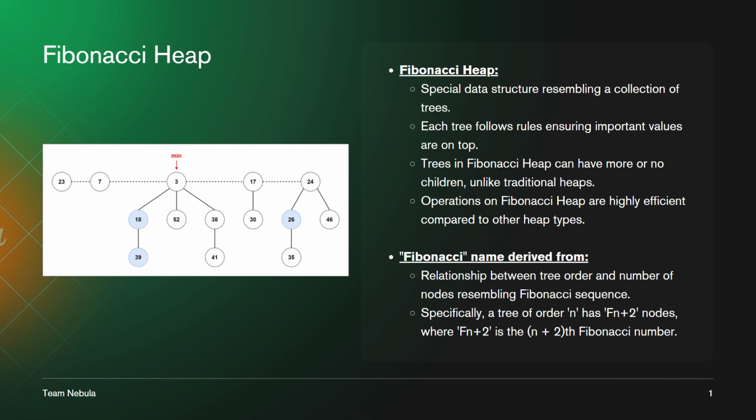Anyway, why is it called a Fibonacci heap? Well, it's because of a math thing. The way these trees are built, a tree with a certain order will have at least a specific number of nodes, and that number is related to the Fibonacci sequence, which you might have heard of in math class. So, when we say a tree of order n has F(n+2) nodes, we are talking about using Fibonacci numbers to figure out how many nodes it will have. In this case, it is the (n+2)th Fibonacci number.